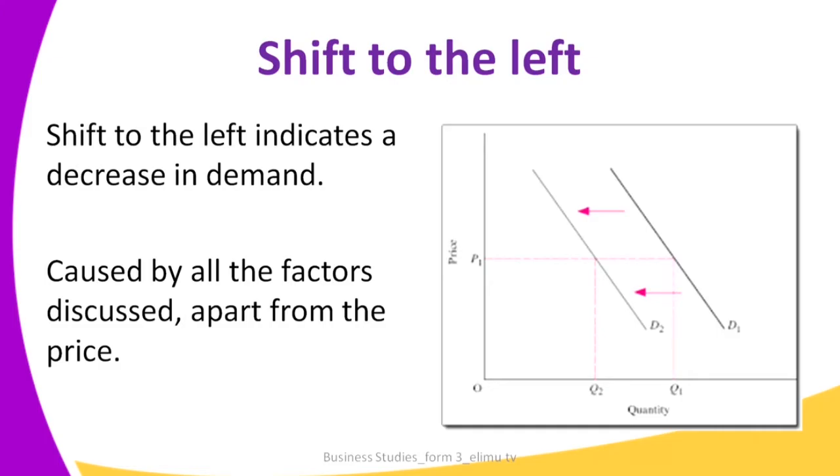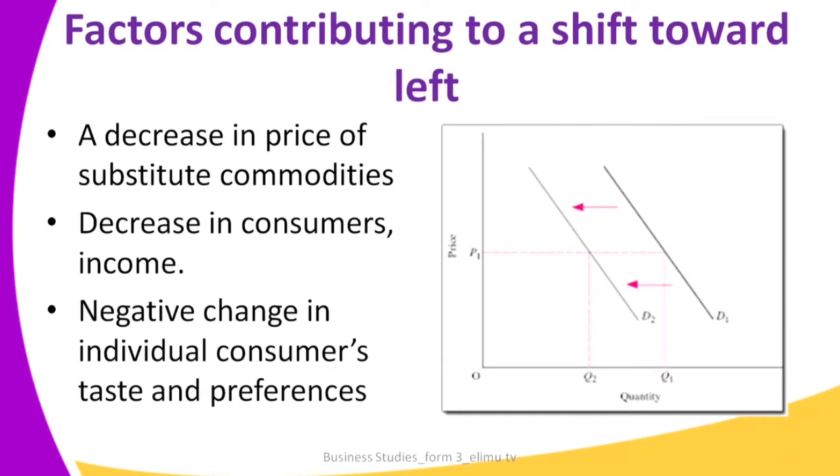All the factors that we discussed earlier on, all the factors that we talked about that affect demand, we said they can either increase or decrease the demand of a product. And now we are looking at the decrease side. All the discussed factors can cause a decrease in demand of a product. And it is important that you note that a shift of the demand curve to the left implies a decrease in demand of a product.